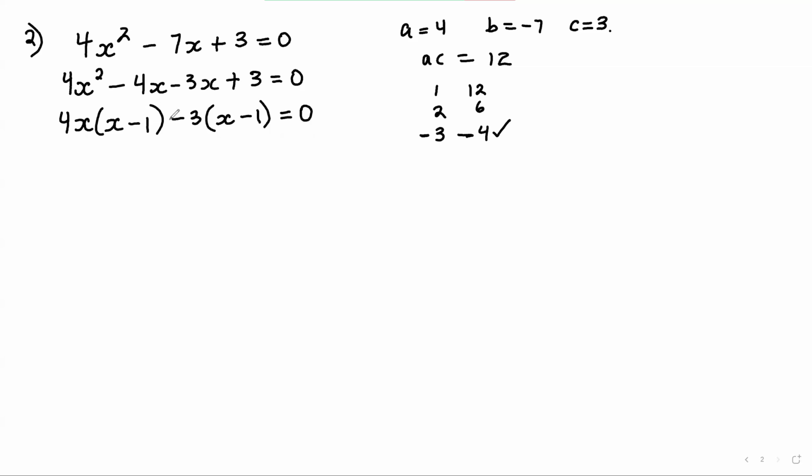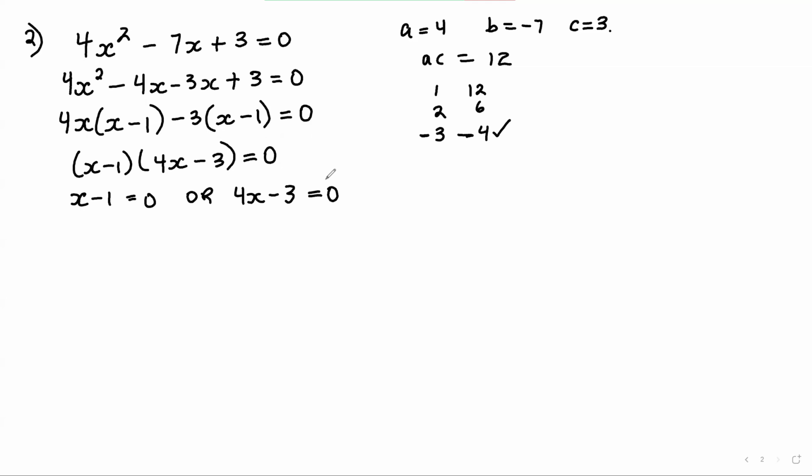We have our repeated factor, x minus 1. Into this whole thing would leave me with 4x, and into the second pair would just leave me with minus 3. And there you go, right? So now we equate each of the brackets to 0. So x minus 1 is equal to 0, or 4x minus 3 is equal to 0.